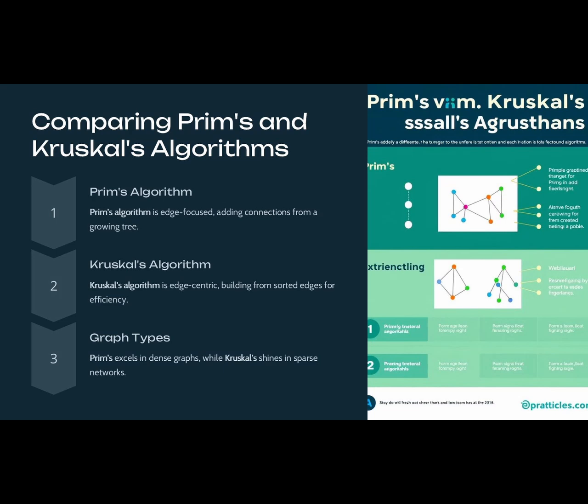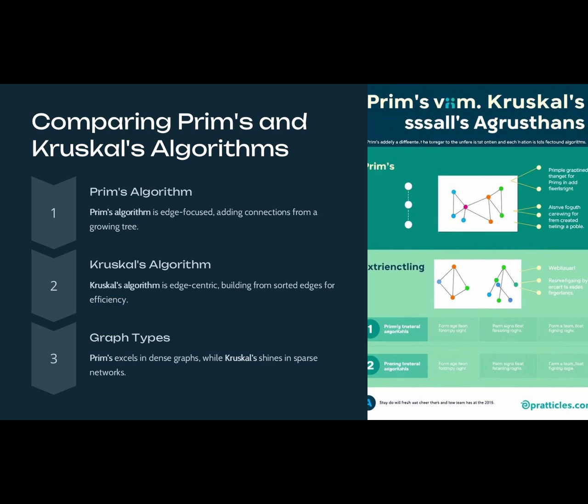Now let us look at the time complexity of Kruskal's and Prim's algorithm. Kruskal's time complexity is O(E log E), or equivalently O(E log V), since E is at most V squared and E is at least V minus 1 in connected graphs, dominated by sorting the edges and the union-find operations.